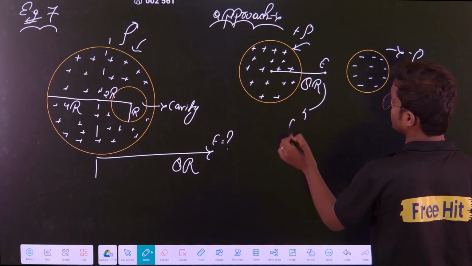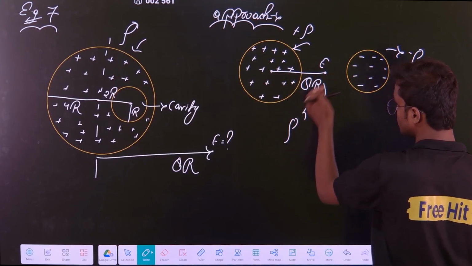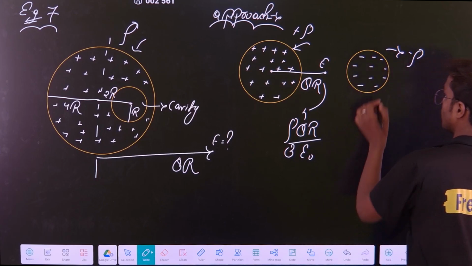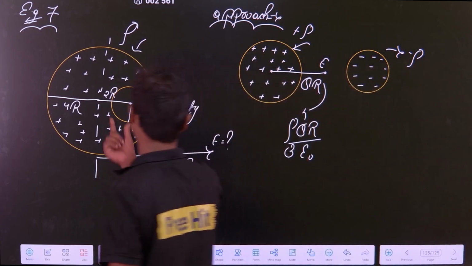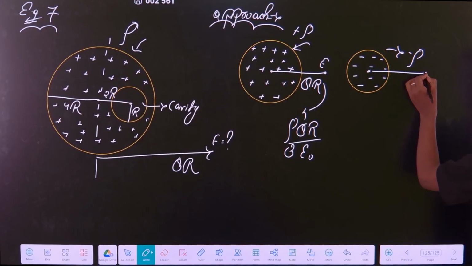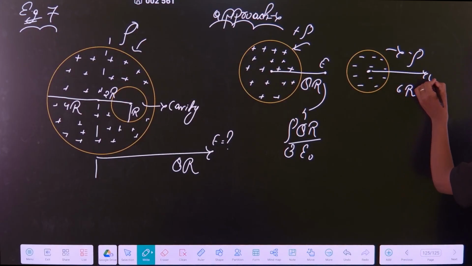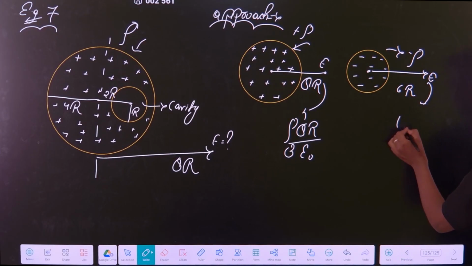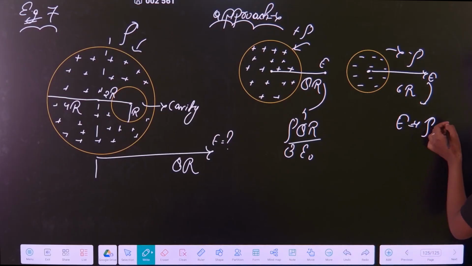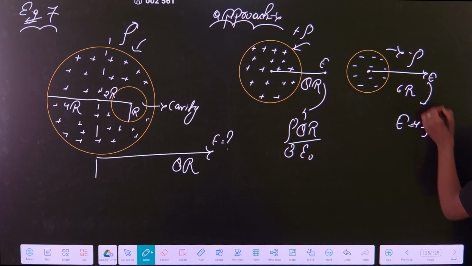So what is the formula? The formula is rho times the distance, 8r, upon 3 epsilon naught. In this case, I want to calculate my electric field at distance 6r from the center. So what is the electric field you will get? This will be minus rho, or no need of putting minus, rho into the distance 6r by 3 epsilon naught.